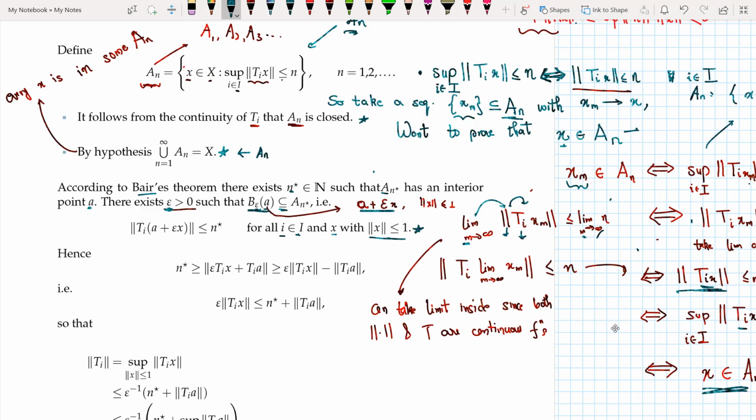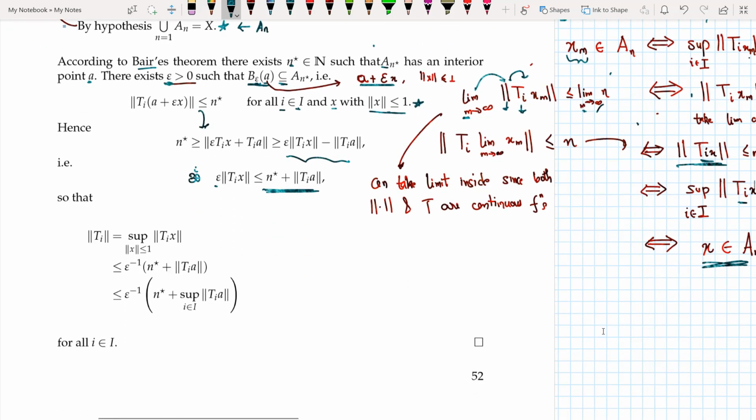And now I just flip it. I multiply epsilon inside, and I see that Ti epsilon x plus Ti a, and then I use this inequality, and I get from here that epsilon times the norm of Ti x is less than or equal to this quantity here. Now I'll make use of this result later.